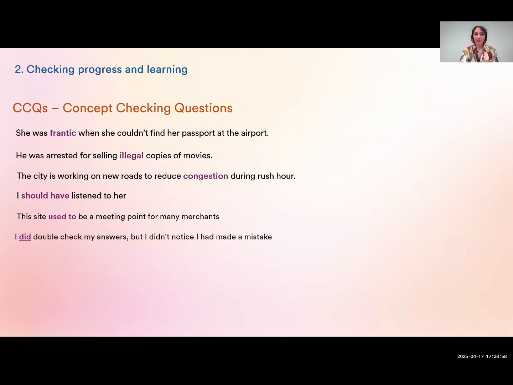I did double check my answers, but I didn't notice I had made a mistake. That's the did that we want to check. And it's what questions would you ask here?